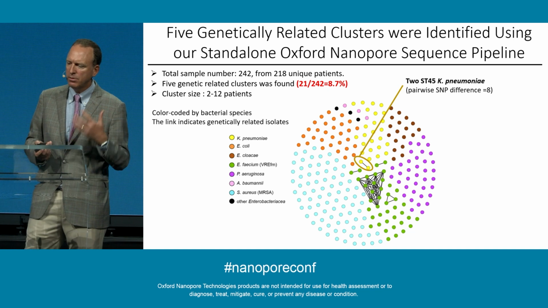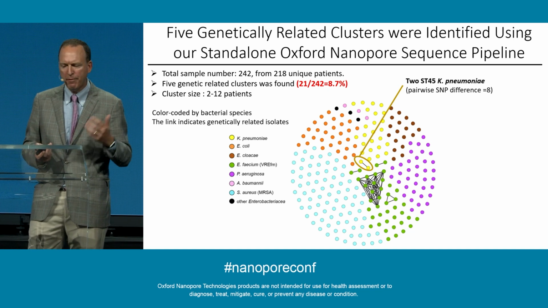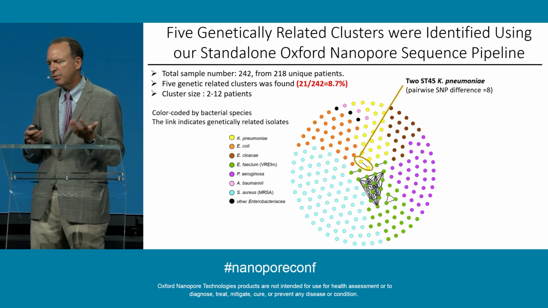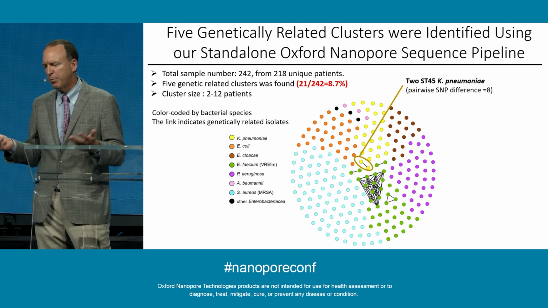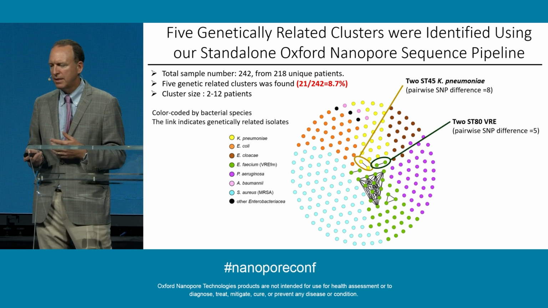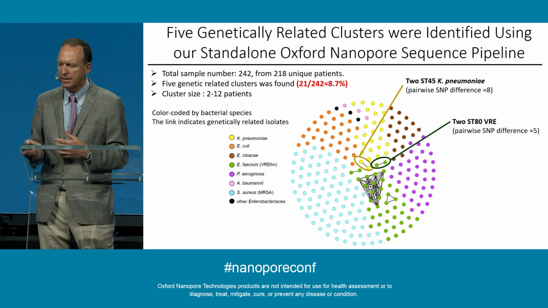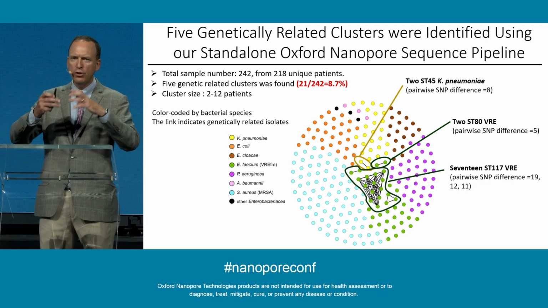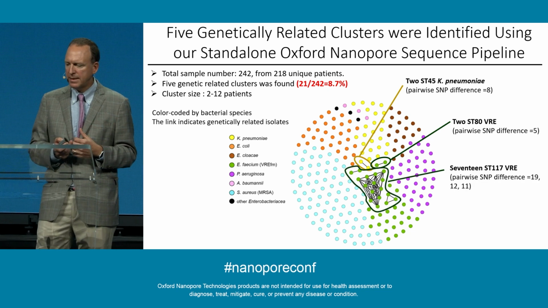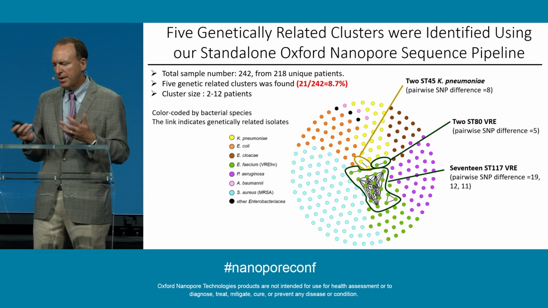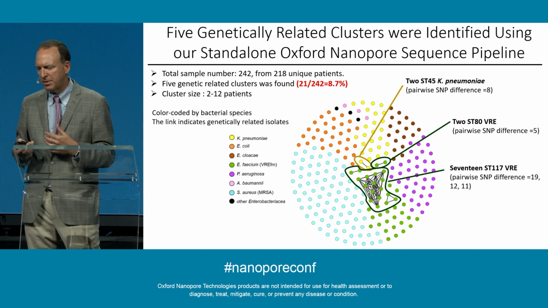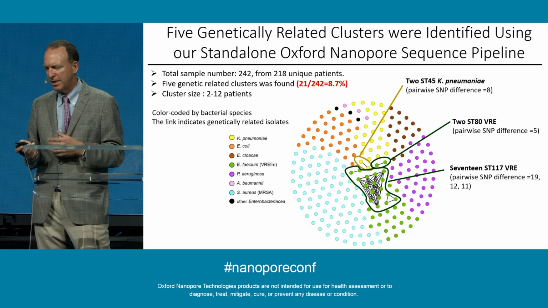We had 5 clusters, around 9%, not too far off from the Pittsburgh data. The cluster size ranged from 2 to 12. So for example, there were 2 Klebsiella pneumoniae that differed by 8 SNPs. There were 2 VREs differing by 5 SNPs. And then that huge cluster involves the ST117 VREs that had a median pairwise SNP distance of about 12, but as little as 1 or 2 SNPs.